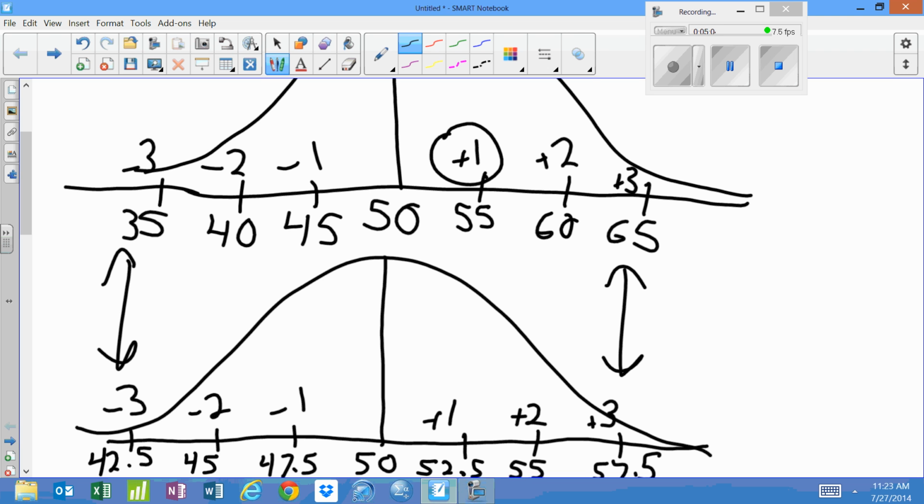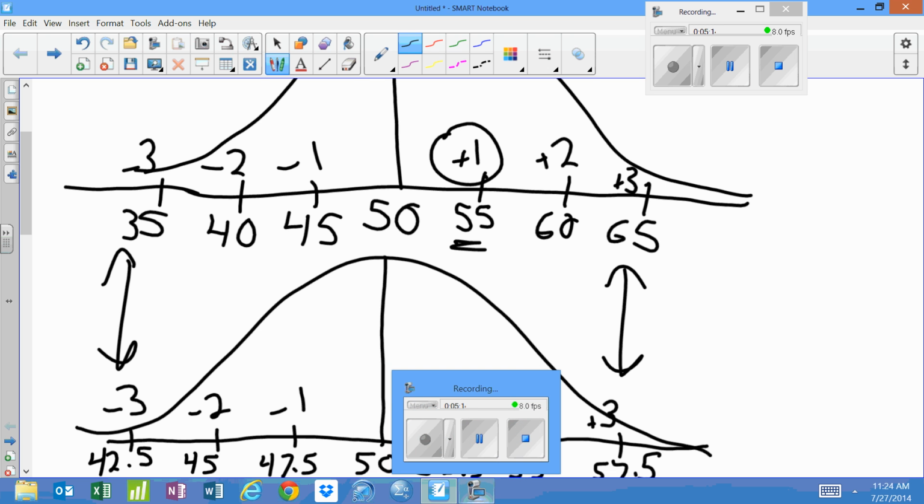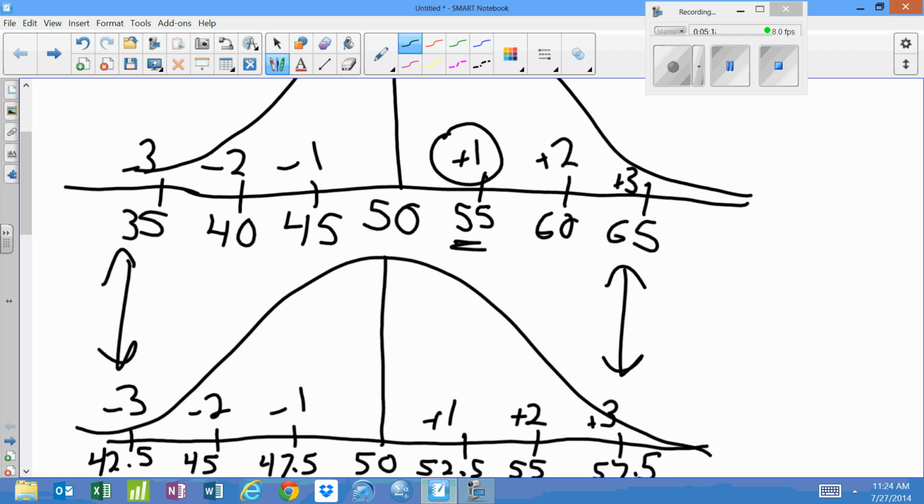Also, another way to look at that is our z-scores. When I have a z-score of 1 and a standard deviation of 5, I get a much larger number than when I have a z-score of 1 down here. I only get a 52.5. So that's what they wanted you to look at there, is they just want you to be able to visualize the difference in the standard deviations.